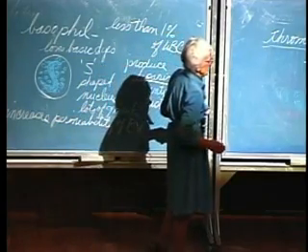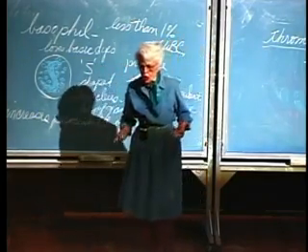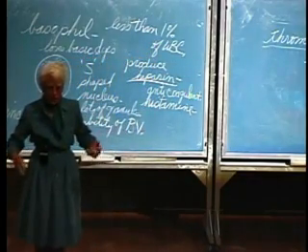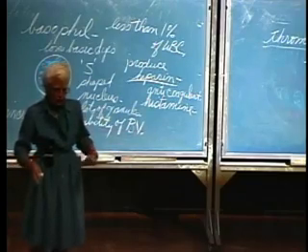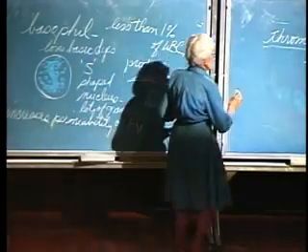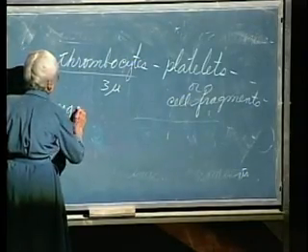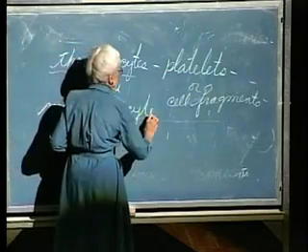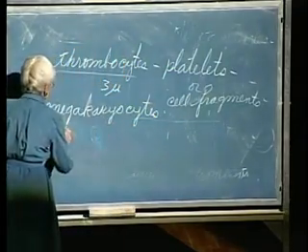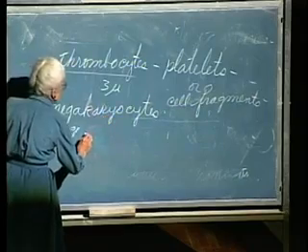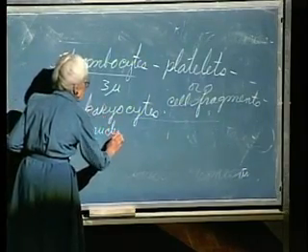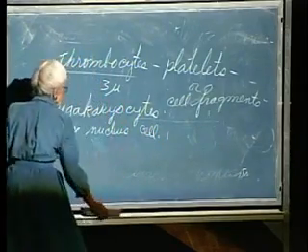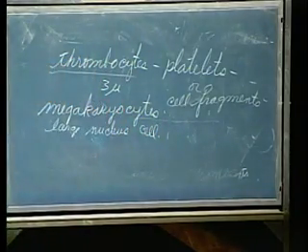Where do they come from? They come from a very large cell that has a large nucleus. Mega is large, karyo is nucleus, cyte. Large nucleated cells. Megakaryocytes. So mega is large. Karyon refers to the nucleus. And cell. But they're not cells. They're cell fragments. There's no nucleus in these thrombocytes.